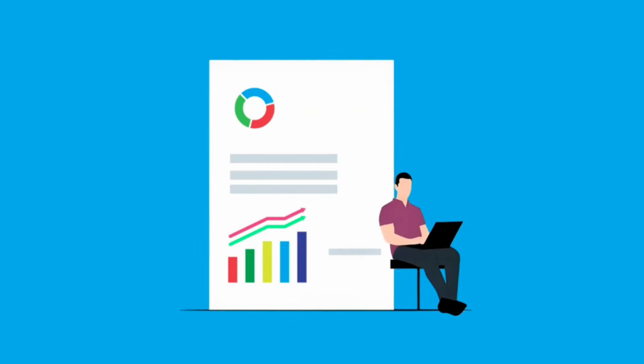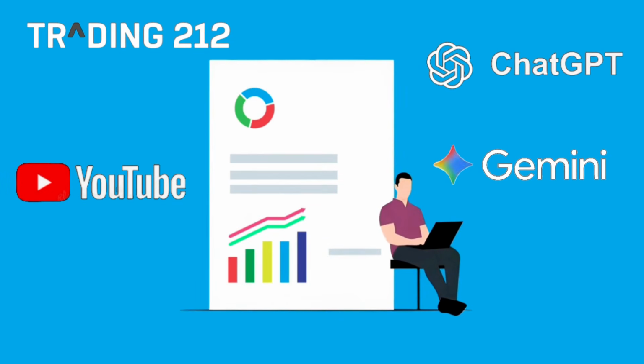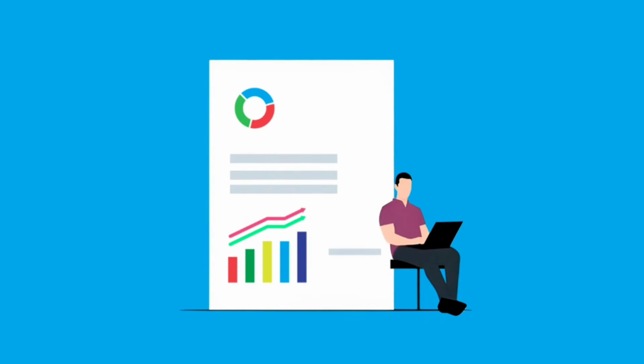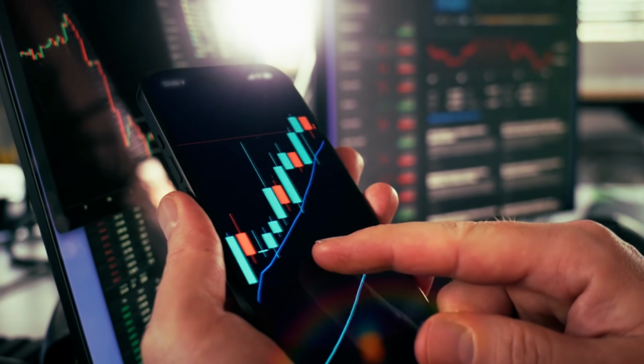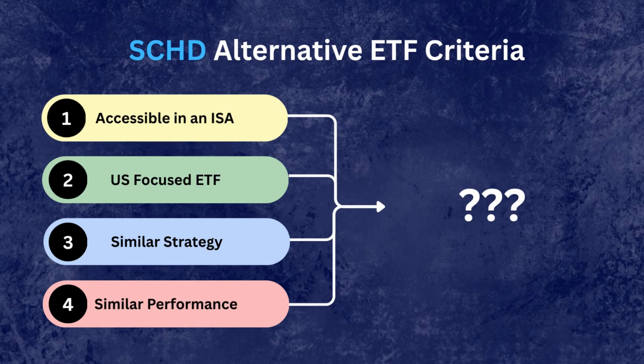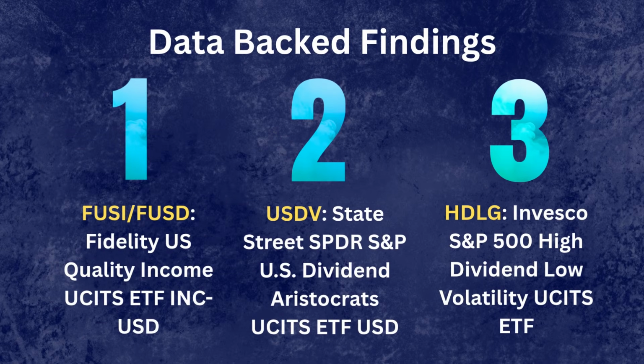Now, before I looked at any of these results, before I even asked the question to the Trading212 community, YouTube, or even AI, I actually did my own research first. And I did that for one simple reason. I didn't want any of those opinions to influence this outcome. Instead, I looked purely at the data, focusing on ETFs that are available in the UK Stocks and Shares ISA, have a strong US exposure, follow a quality dividend strategy, and have a track record of performance. And after filtering everything down, I ended up with just 3 ETFs.